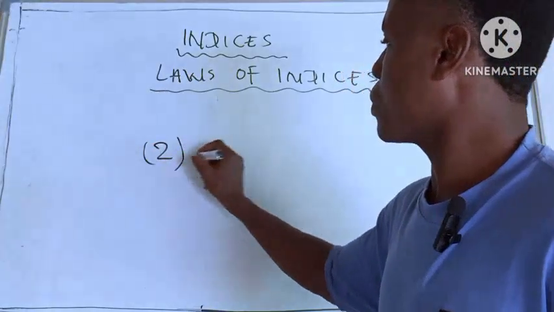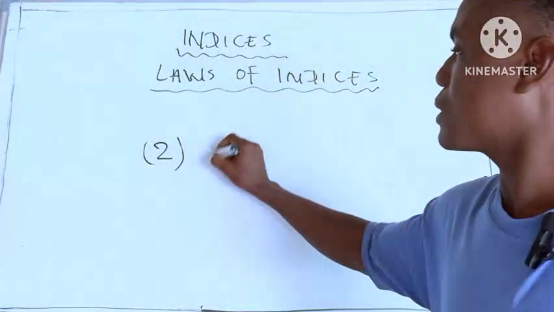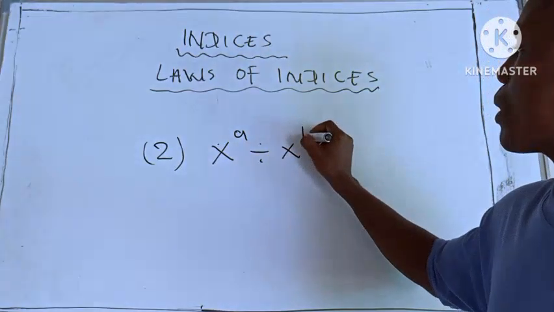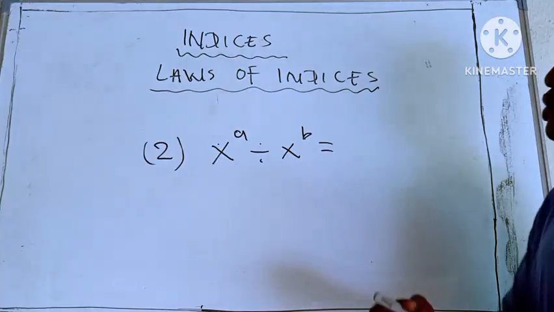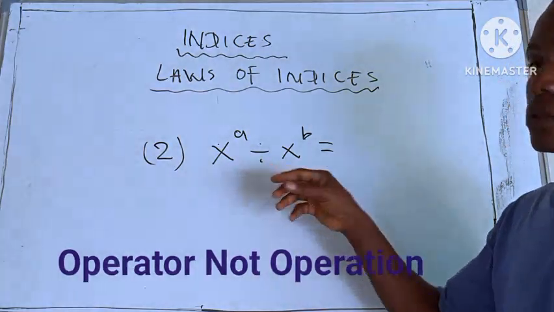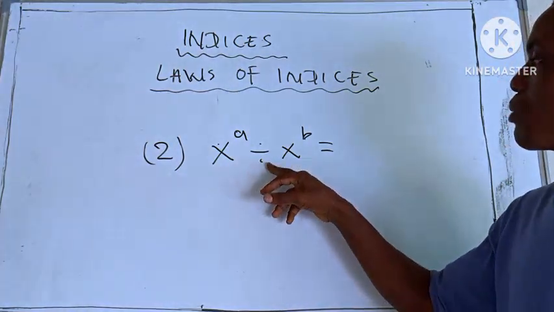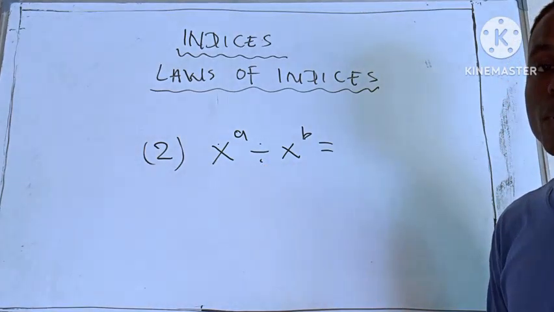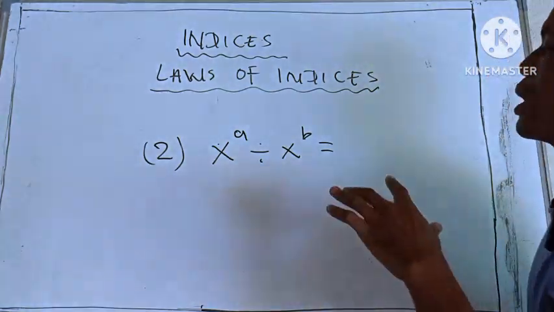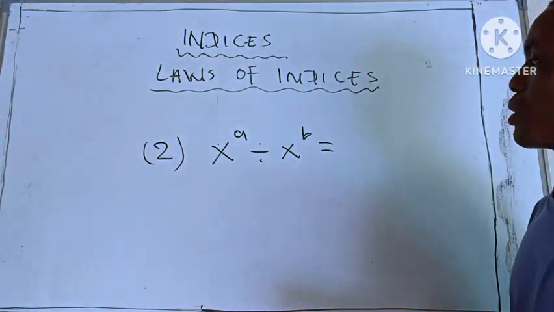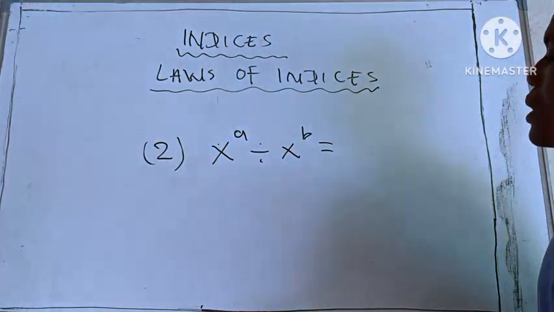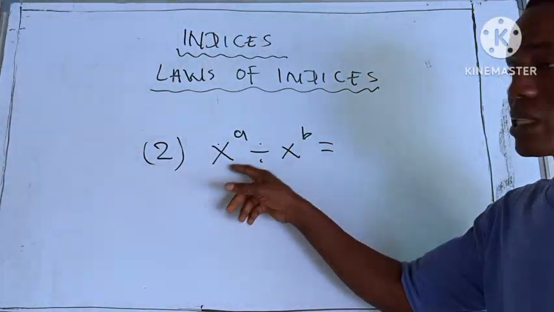Okay, so let's move to the second law. We can call it the division law. Let's say we have x raised to power a divided by x raised to power b. Now look at the operation in the middle. In the first one we solved, the middle was multiplication, right? But in this particular one, the middle is a division sign, so the method changes. Now we notice that the two bases are the same.